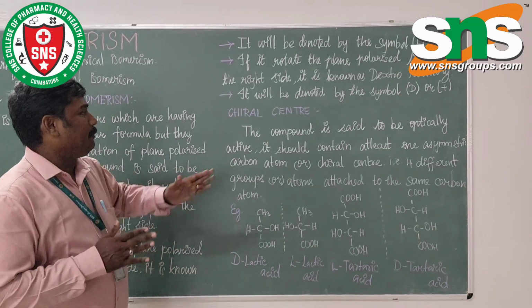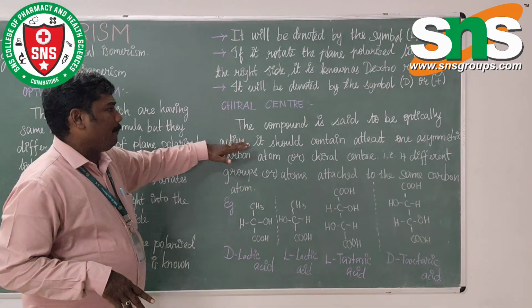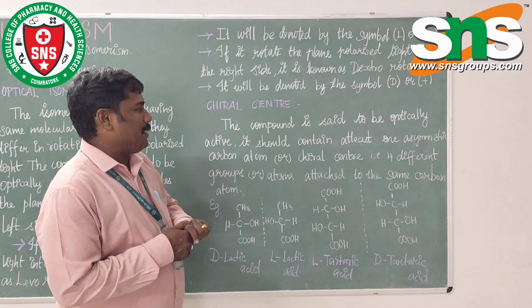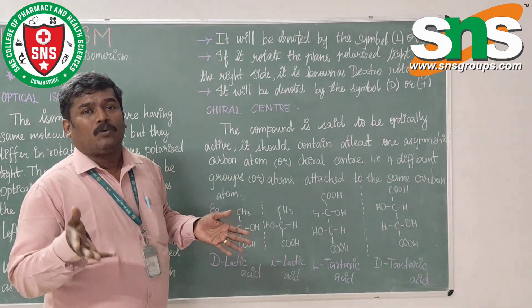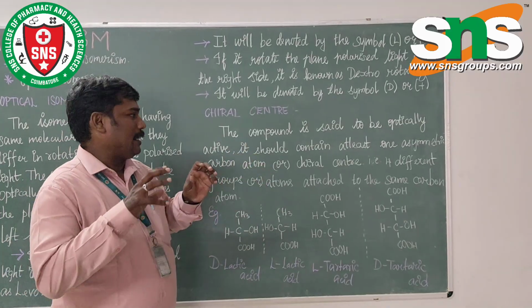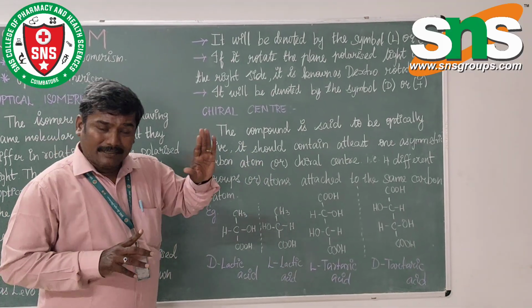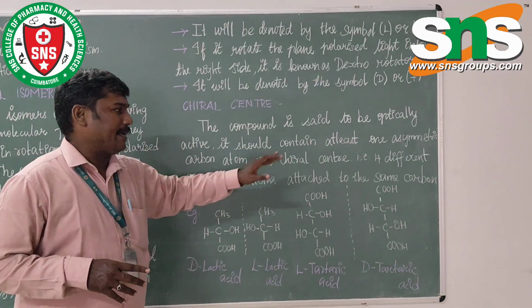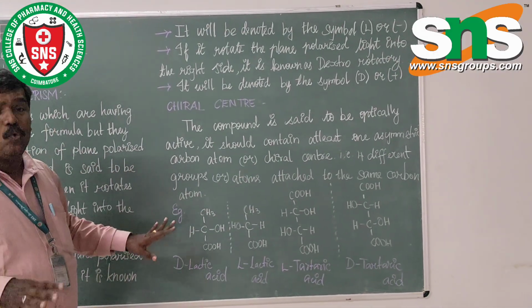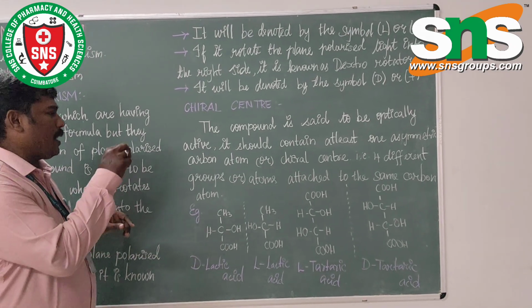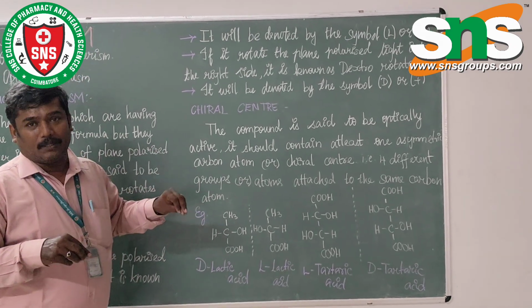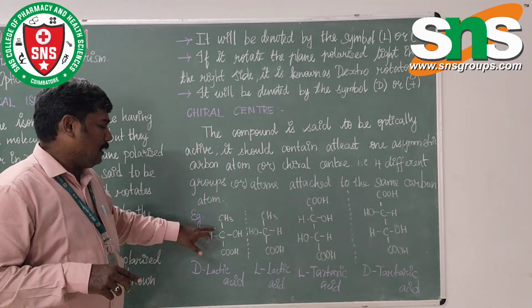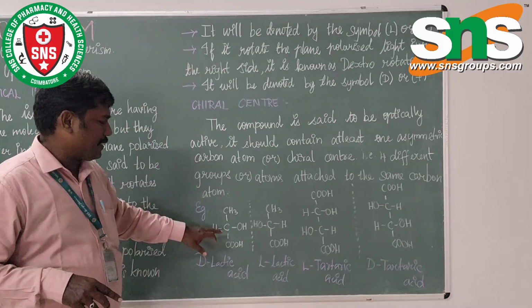What do you mean by the term chiral center? For a compound to be optically active, it should contain at least one asymmetric carbon atom or chiral center. As I already mentioned, it should contain at least one chiral center, then only the compound is optically active. A chiral center means four different groups or atoms are attached to the same carbon atom. Then it is called an asymmetric carbon atom or chiral center. Here we can find an example.